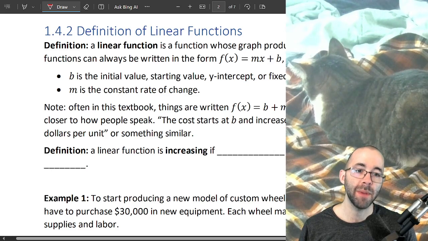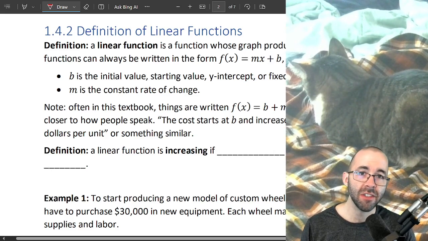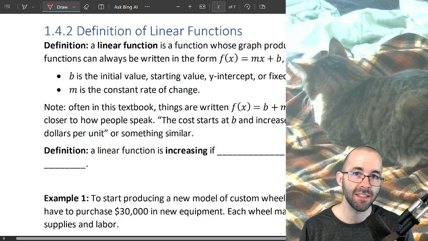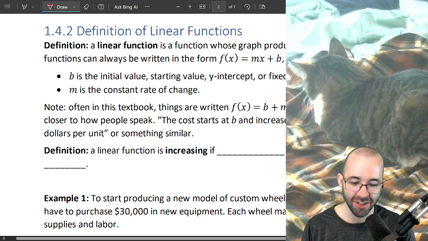If I asked Theodore, my cat, what the definition of a linear function is, you know what he'd say? He wouldn't say anything. He doesn't speak English.